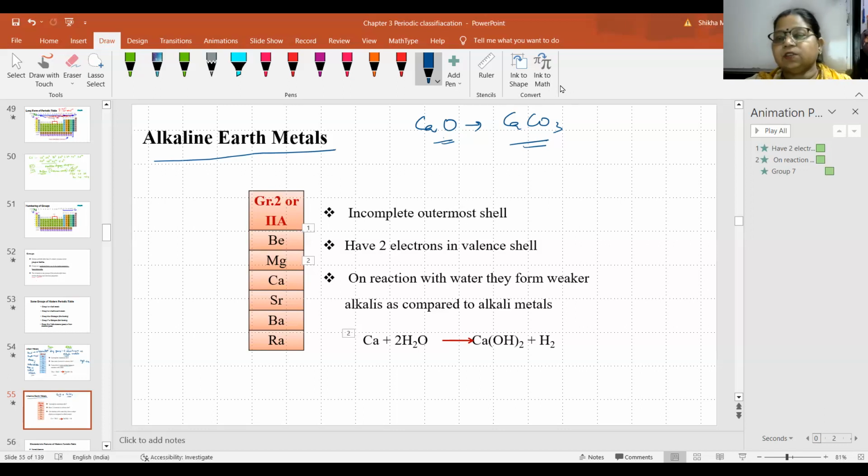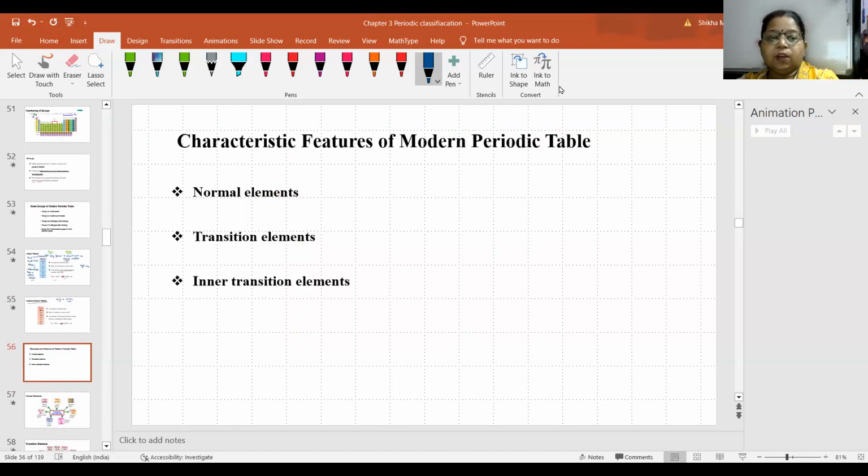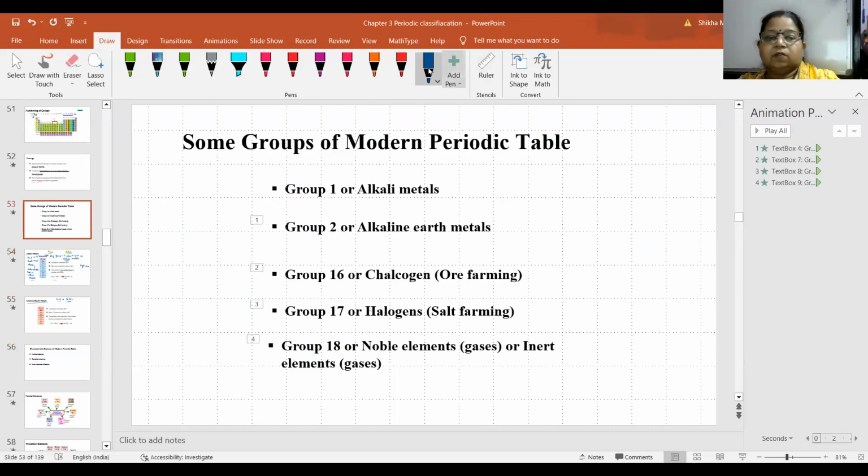The rest of the things we know, that they have 2 electrons and one shell is incomplete, right? Moving on to another name. We have done this. What is group 1? Alkali metals. Group 2, this. Group 16, for the sake of convenience, I have written this. They are group 16. They are called chalcogens.